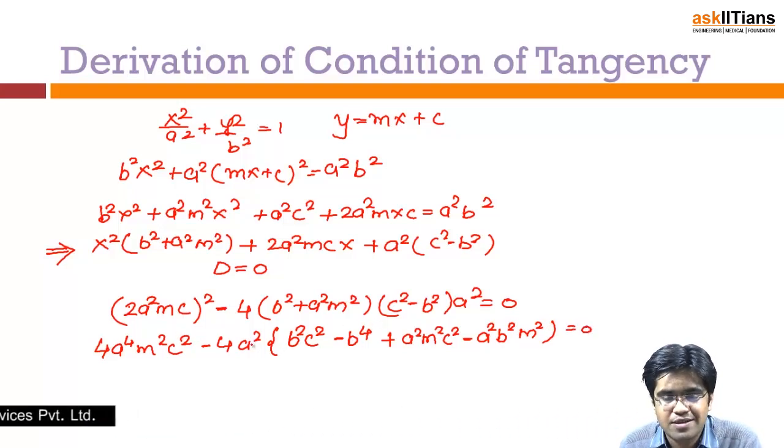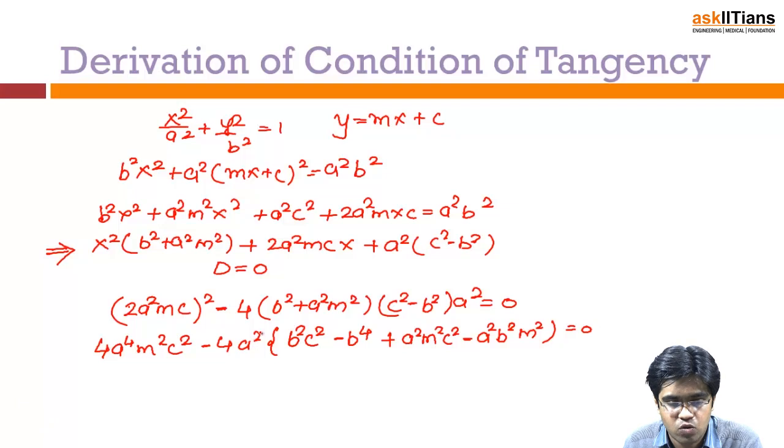Now we need to cancel the things out. Which are the common things we need to cancel out? 4a square and 4 can be cancelled out. It remains a square m square c square positive and a square m square c square negative, which cancel each other out. What we have got here is b to the power 4 minus b square c square equals a square b square m square.